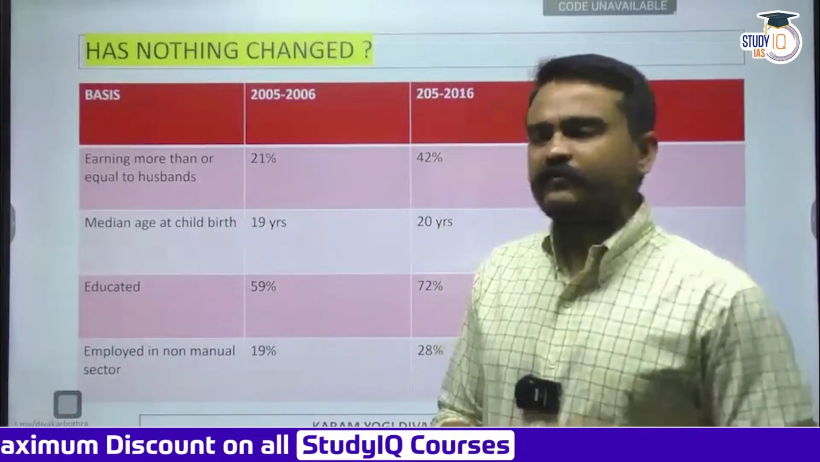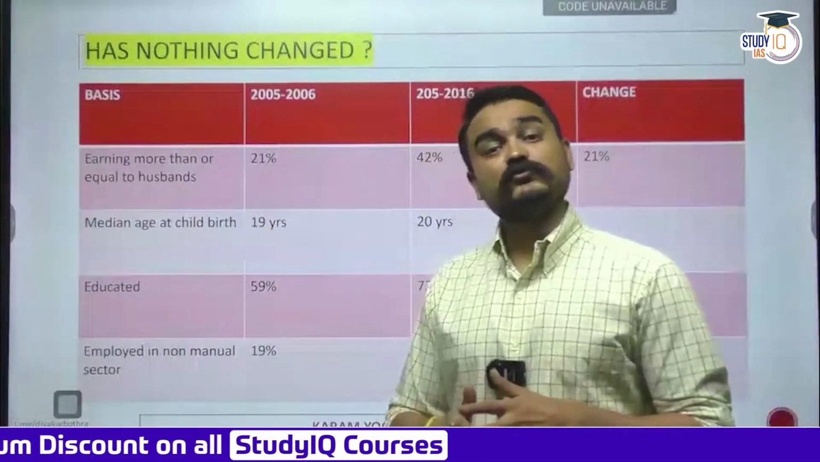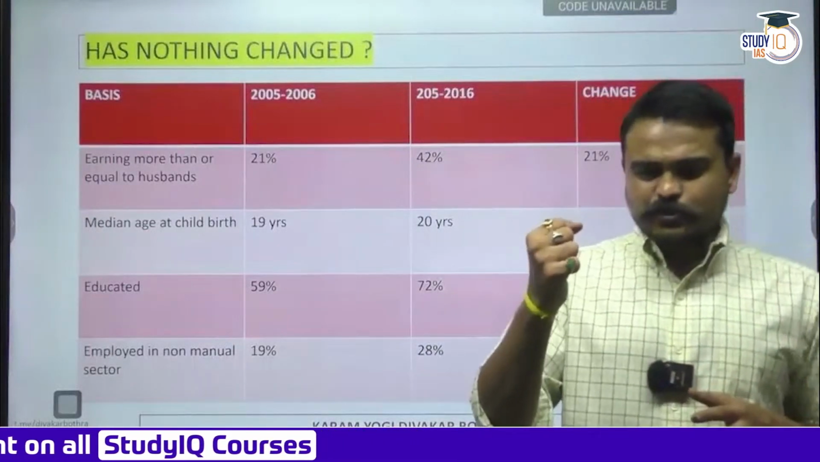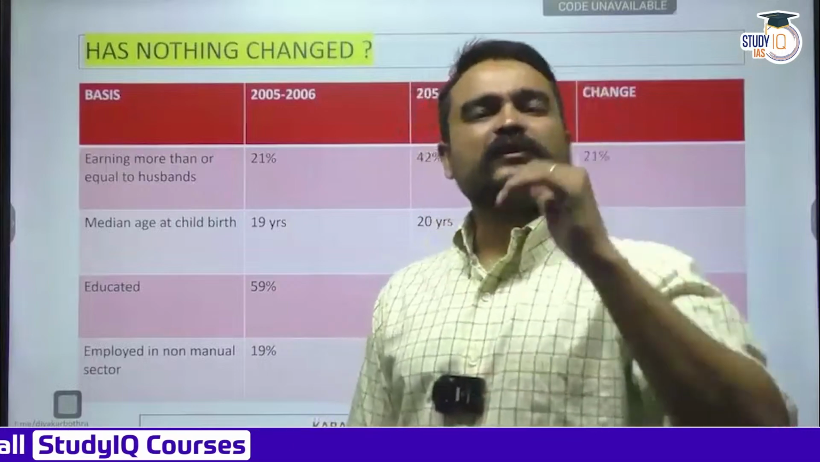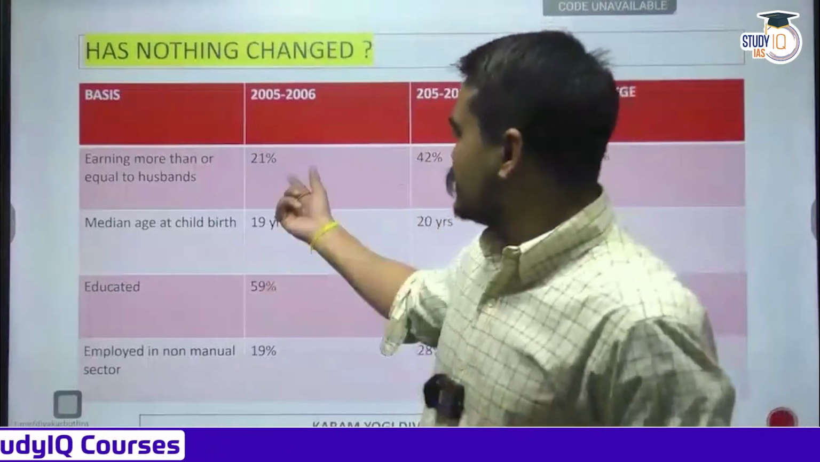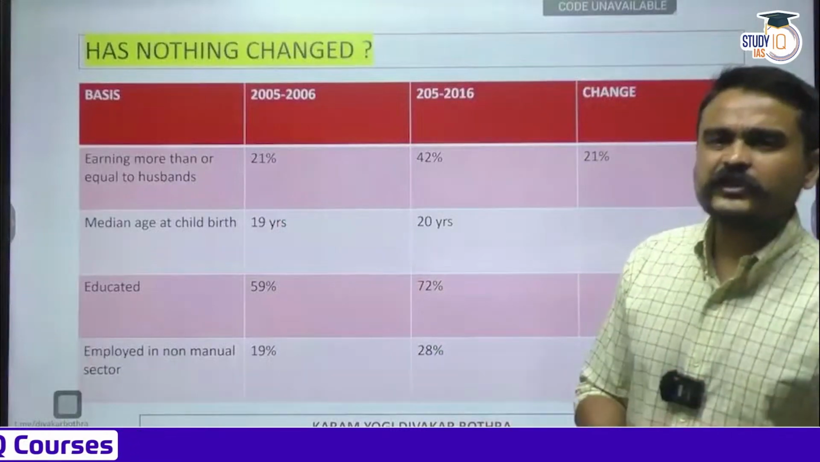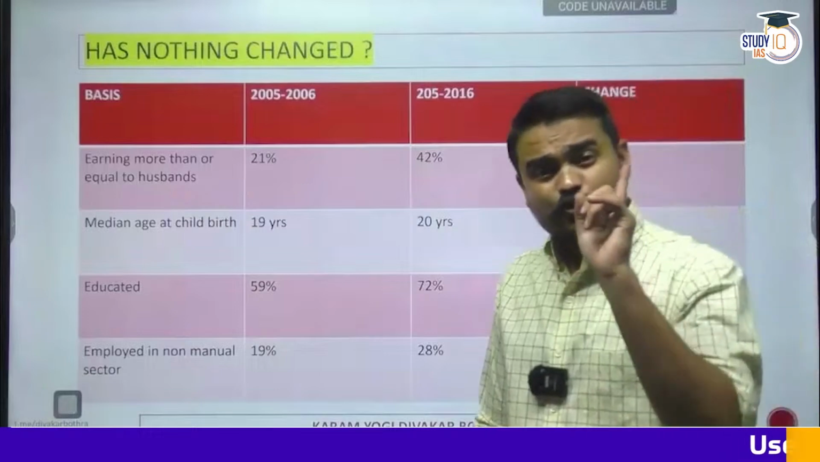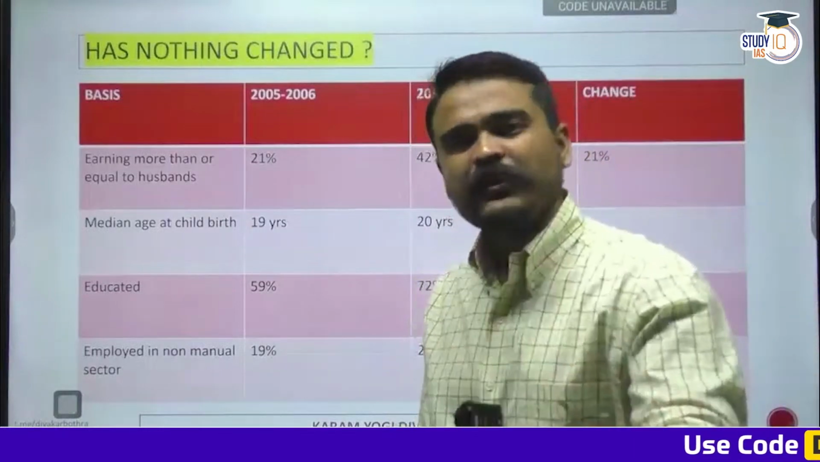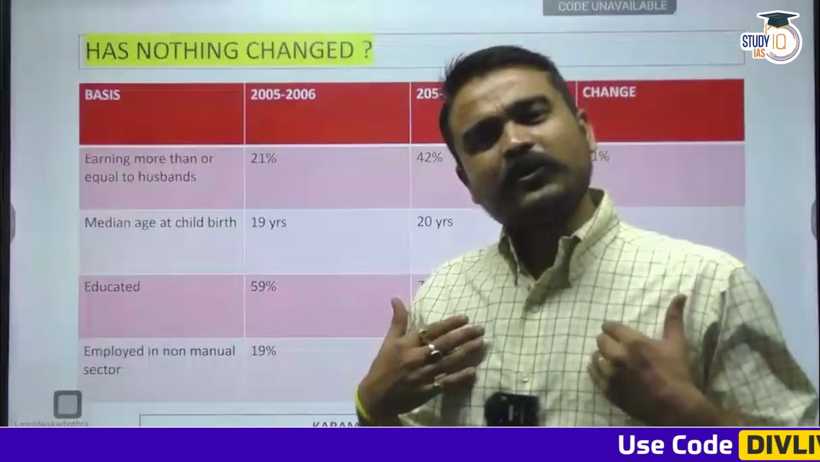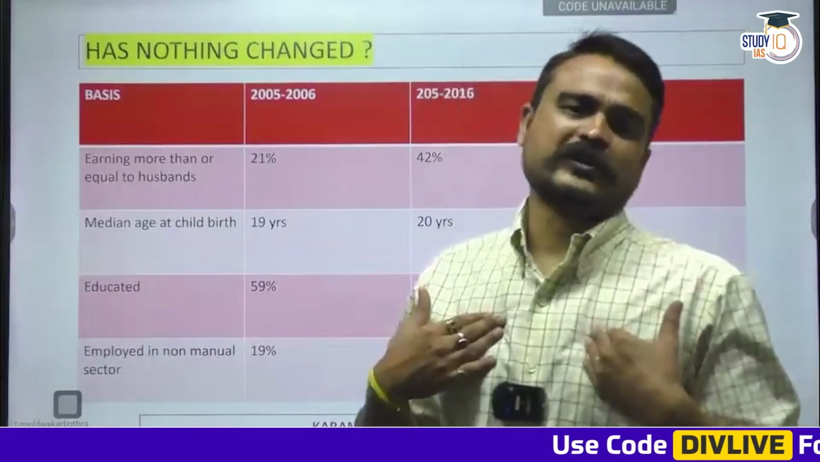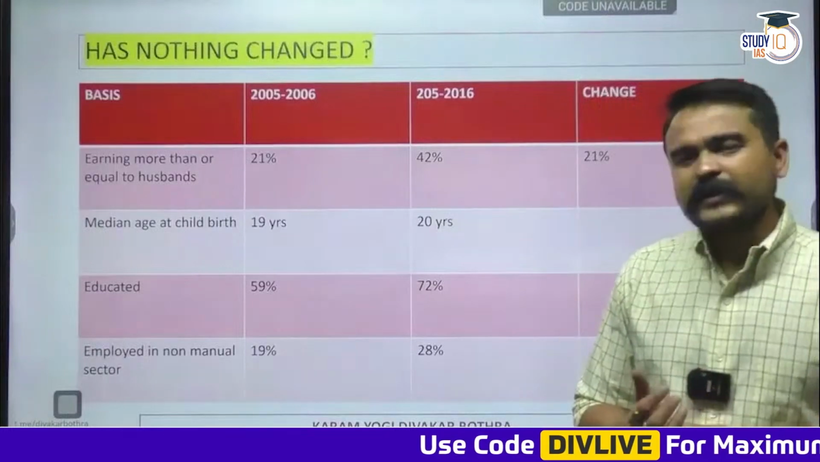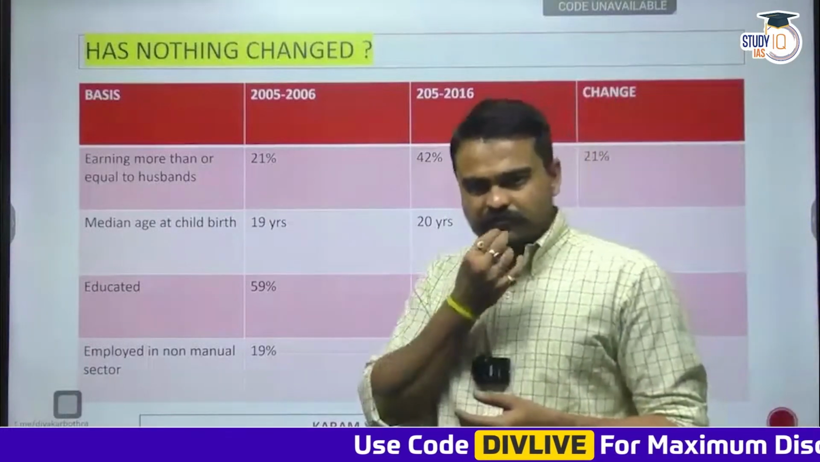When seen in 2005-06, there were 21% of women who were earning more than or equal to their husband. Again showing that woman is rising, but that percentage is still very less. 21. But what about 15 and 16? Increased almost double. 42% of women in India who were surveyed were earning more than or equal to their husbands. But remember, I really have a serious problem here.